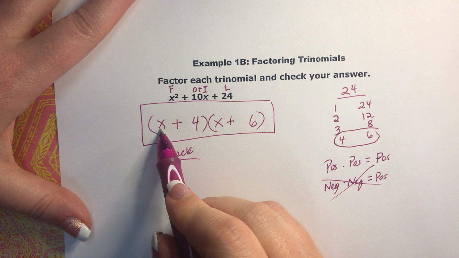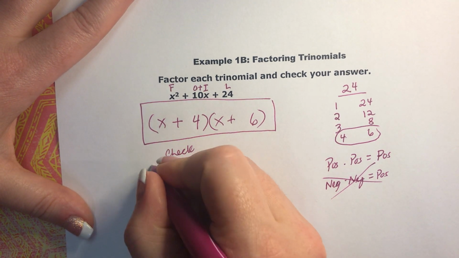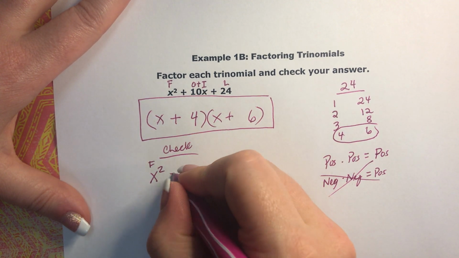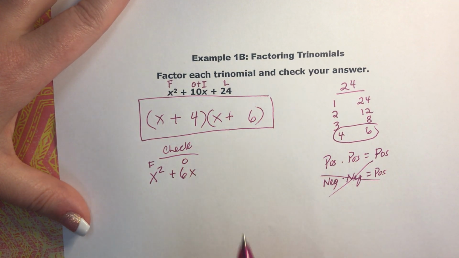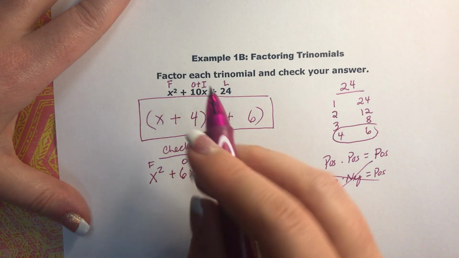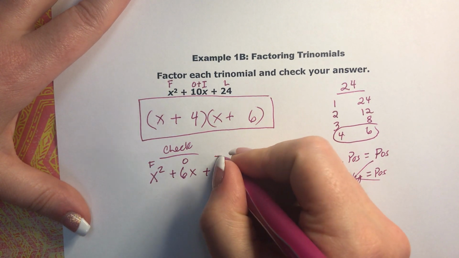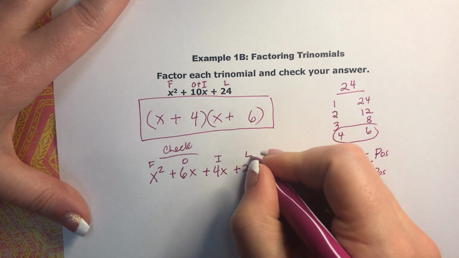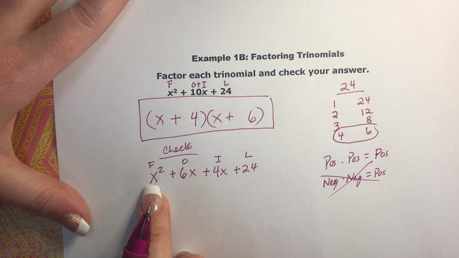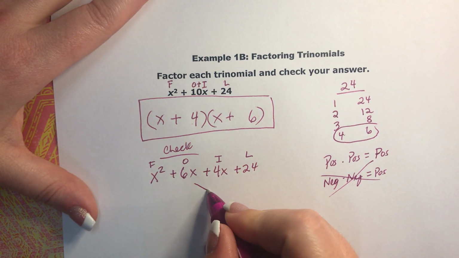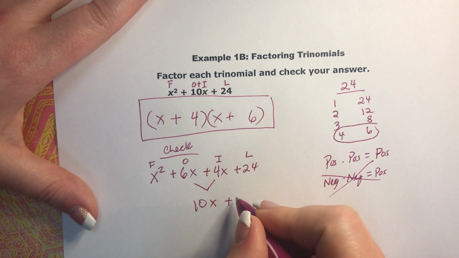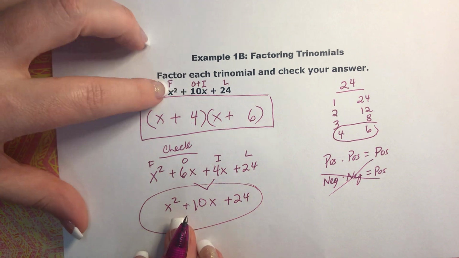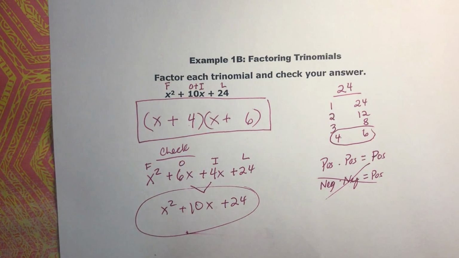So we do our first, x times x, which is x squared. Then our outside, x times 6, which is 6x. Then our inside, 4 times x, which is 4x. And then our last, 4 times 6, which is 24. You can see x squared, 24. We just add those two middle terms together, and we get our 10x. And boom, that is our answer, and it's the same. We got it.